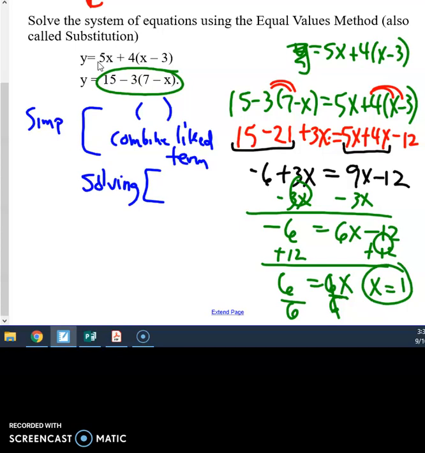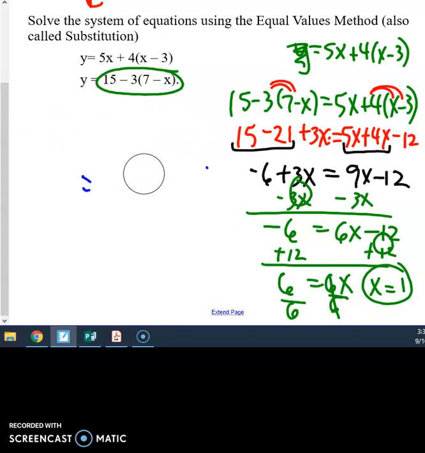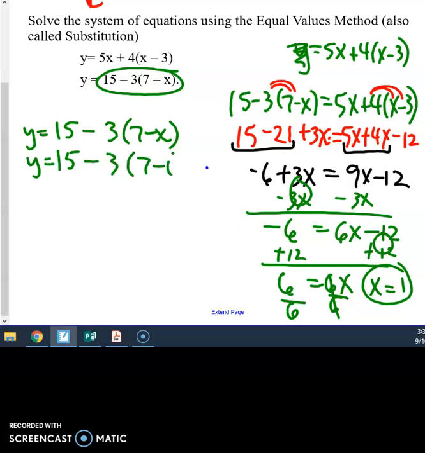Go back to one of the equations and solve for y. I'm going to choose the bottom one, just because I know 7 minus 1 is 6. With the one above it, 1 minus 3 is negative 2, so I'm going to try to keep it as positive as I can. So 7 minus x, we're going to replace x with 1. So it becomes 7 minus 1, which is 6.